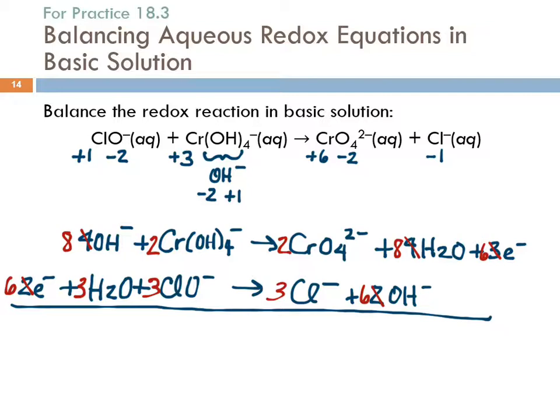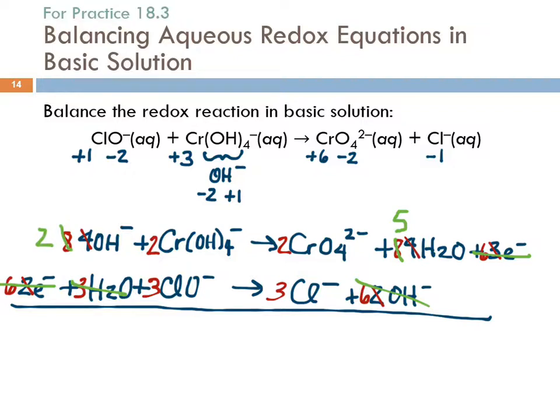Trained electrons. Okay, so I'm going to use green. And I've got 6 electrons down here and 6 electrons down there. So those cancel out. Is there anything else I can cancel out? Hey, water, 3 of waters. So I've got 3 waters here and 8 there. So if I get rid of 3 of those, then I've got 5 left over there. And then OHs, I've got 6 down here. I'll get rid of those. And then I'll have 2 over here.